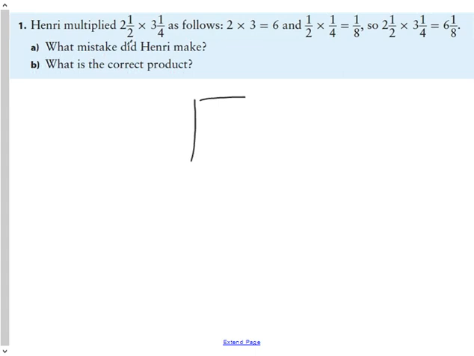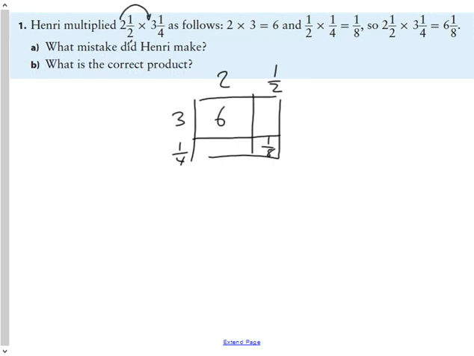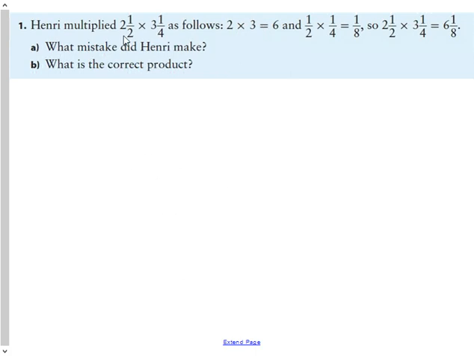And we used an area model to explain that when you have 2.5 multiplied by 3.25, you actually multiply 2 by 3, and you also multiply 1/4 by 1/2. But the parts you also have to multiply, so you multiply 2 by 3, and you multiply 1/2 by 1/4, but the 2 also has to be multiplied by the 1/4, and the 1/2 also has to be multiplied by the 3. So in effect, he only did half of his multiplications. Now there is an easier way to do that, and what should he have done instead?